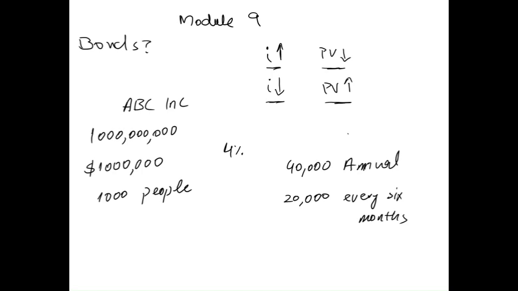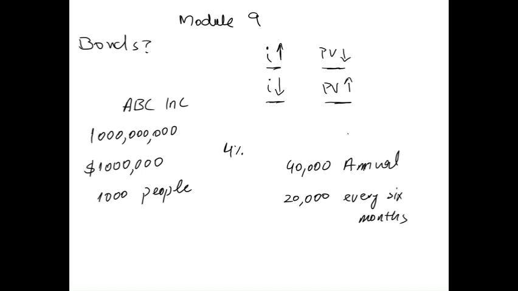And then at the end of the bond term, which could be 10 years, 20 years, 30, 40, 50 years, there are even century bonds, like 100-year bonds, the company has to return that money. So every one of these 1,000 people, when the bond matures, let's say after 30 or 40 years, will get that $1 million back.